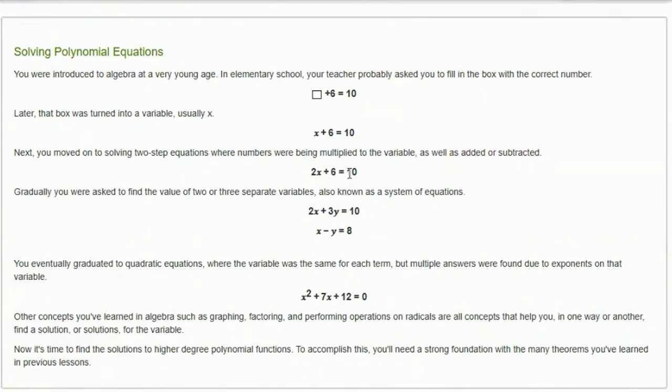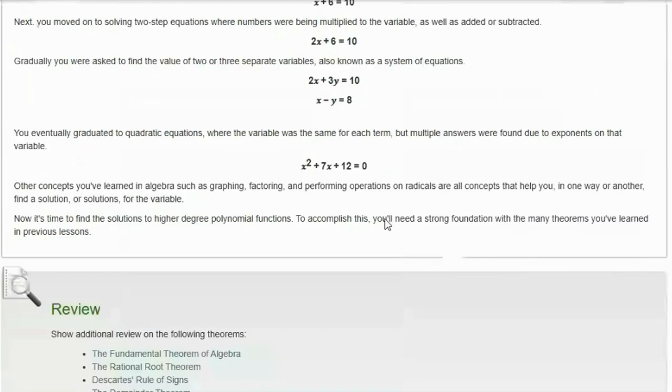Then you moved up to 2-step equations. Well, now we got like 2x plus 6 equals 10. So you had to do a little bit more work. Then we got to 2x plus 3y equals 10 and x minus y equals 8. And we had to do those systems of equations that we did back at the beginning of Algebra 2. And then we got to quadratic equations. We had x squared plus 7x plus 12 equals 0. We found out there's 2 solutions to that. And we had to find what those were.